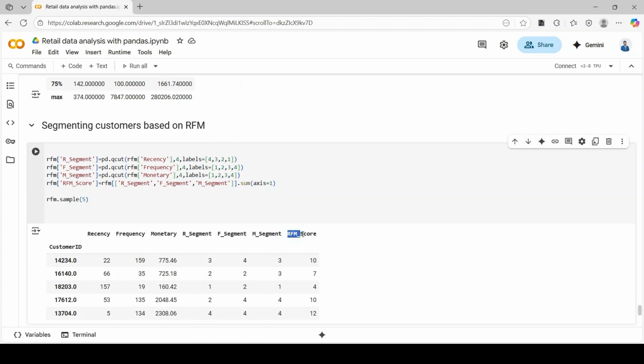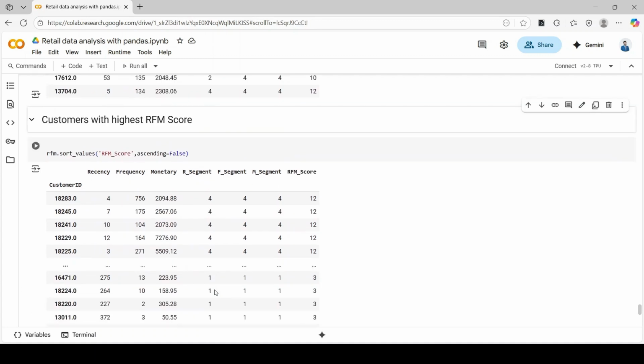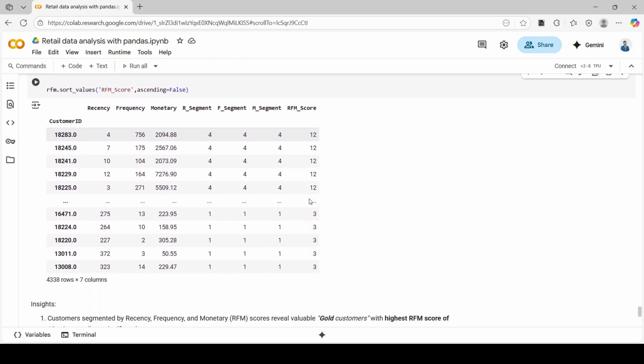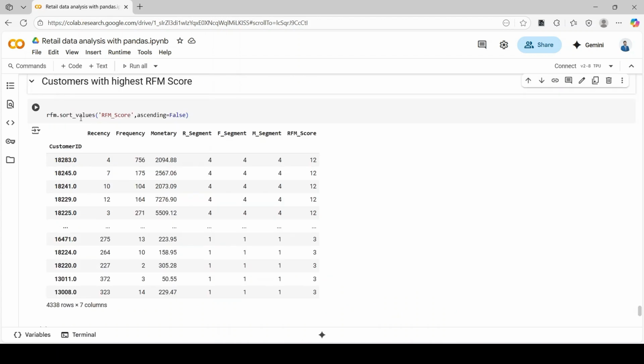The higher the RFM score a customer has, the more valuable he is considered for the company as per our analysis. The customers with the highest RFM score of 12 were assigned to the gold customer category, having significant contribution to the revenue of the company. To assign the customer IDs, we used the sort_values function with the ascending argument in it.